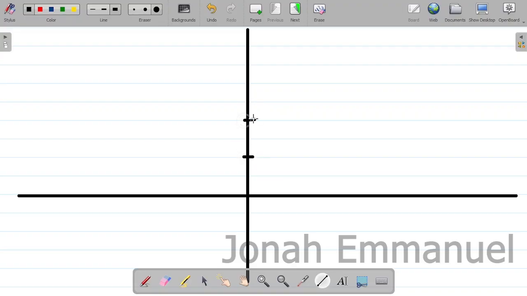This is 2. This is 3, and this is 4. That's for y. For the x, I'll try to make it the same thing, as much as I can. This is 1. For x, this is 1.